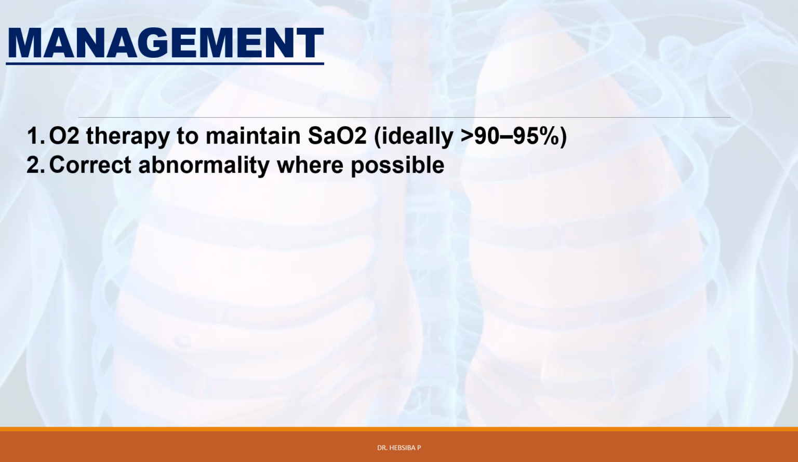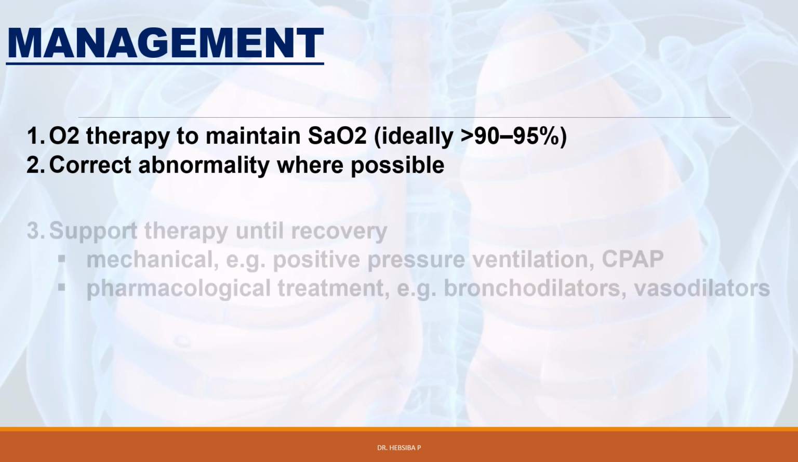Then correct abnormality where possible. Correct abnormality in the sense, already we said certain causes for the dyspnea. So identify the exact cause, then treat the cause. Then the patient will be relieved from dyspnea.